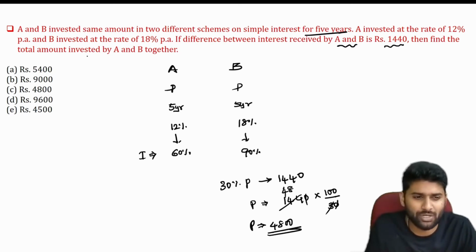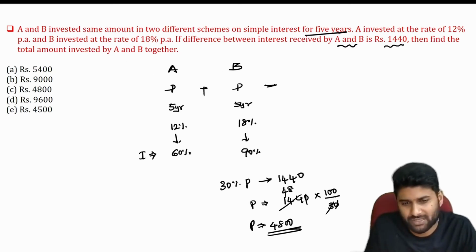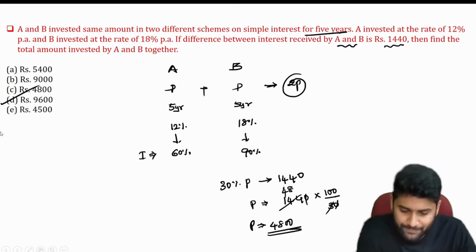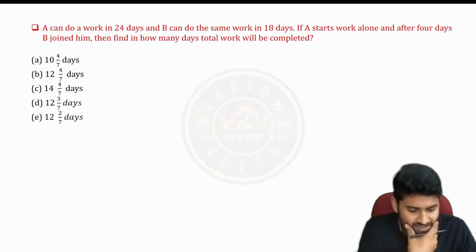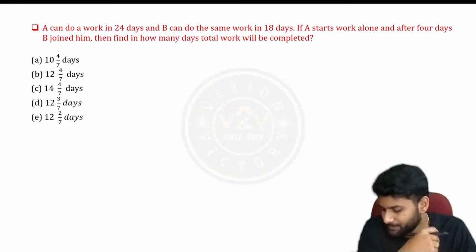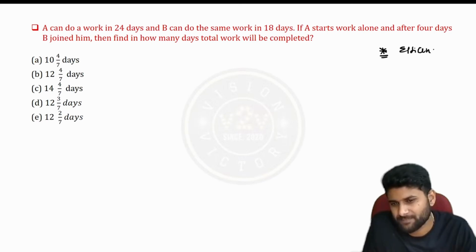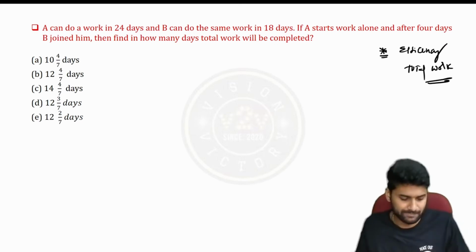Now the question: find the total amount invested by A and B together. A and B together is exactly equal to 2P. If P is equal to 4800, then the 2P value becomes 9600. See the question from time and work. Guys, if any question is related to time and work, just focus on efficiency and focus on total work. These two parameters decide the entire calculation.